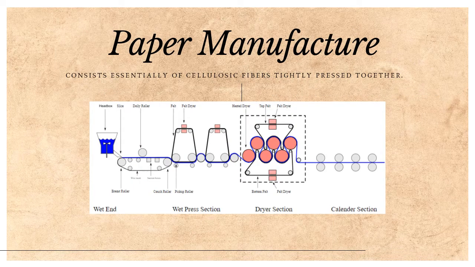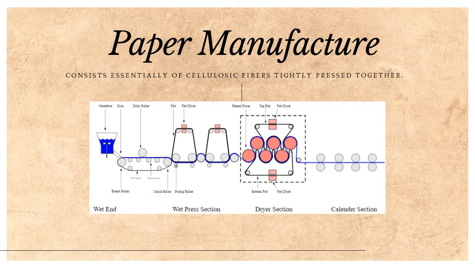A major use of wood is in paper manufacture. The widespread use of paper is a mark of an industrialized society. The manufacture of paper is a highly advanced technology. So paper consists essentially of cellulosic fibers tightly pressed together. But how is paper made?